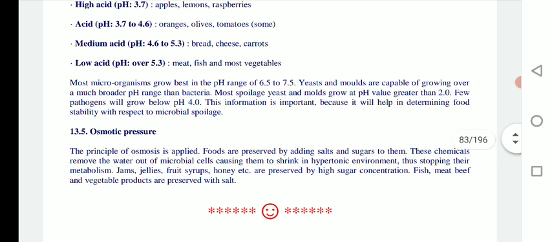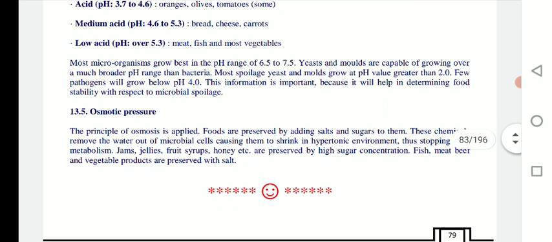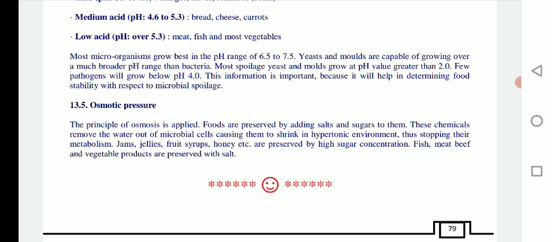Most microorganisms can grow at a pH between 6.5 and 7.5, so it is almost at neutrality, and yeasts and molds are capable of growing over a much broader pH range than bacteria. Most spoilage yeasts and molds grow at pH values greater than 2. So basically acidic foods are spoiled by yeasts and molds because they need acidic conditions for their growth, and few pathogens will grow below pH 4. This information is important because it helps in determining food stability with respect to microbial spoilage.